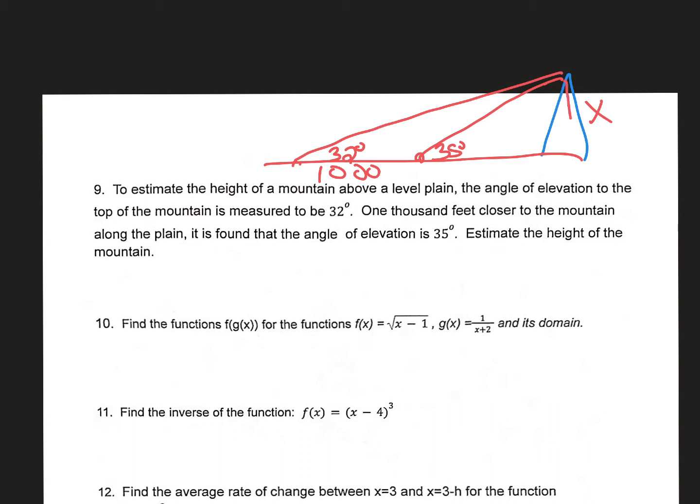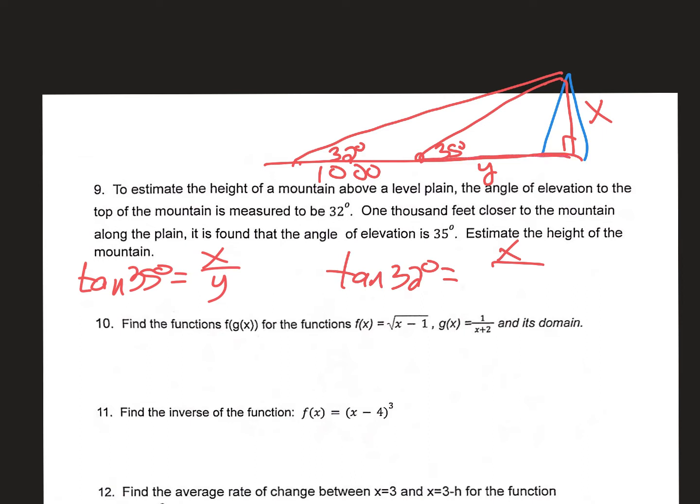So that's my right triangle right there. I don't know the hypotenuse. There's not really enough info, so I'm going to put another variable up there. I'm going to put a Y right there, between the 35-degree angle and the height of the mountain, which gives me 2 right triangles. One has a 35. I'm going tangent because I'm looking at opposite over adjacent. Make sure that makes sense, the X over the Y. If I do tangent 32, the opposite is still X, but the adjacent is the whole bottom. And the whole entire bottom is 1,000 plus Y.